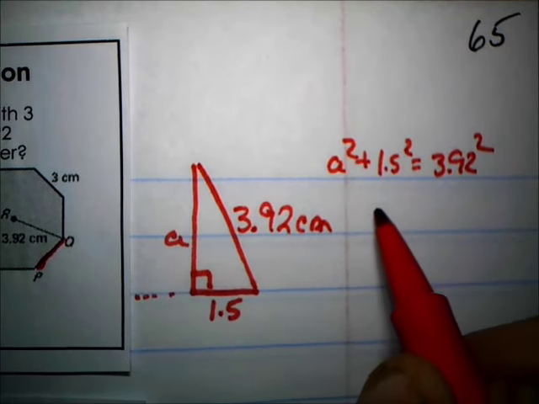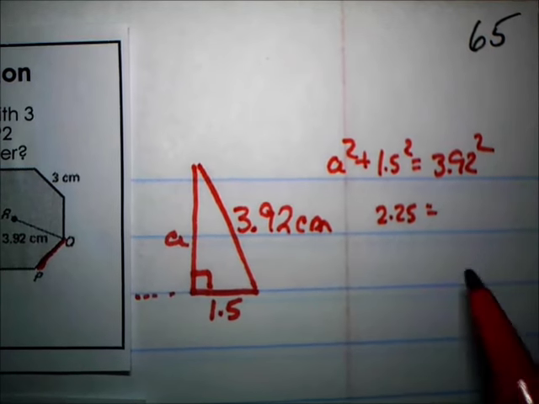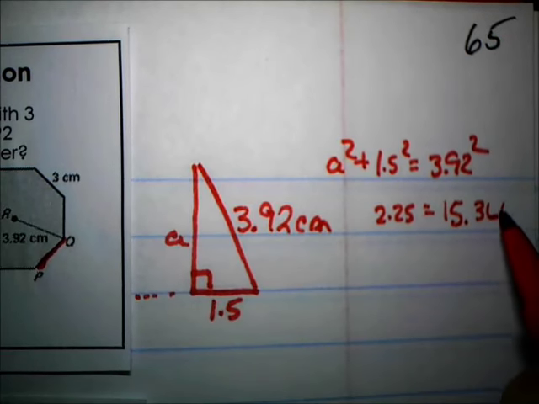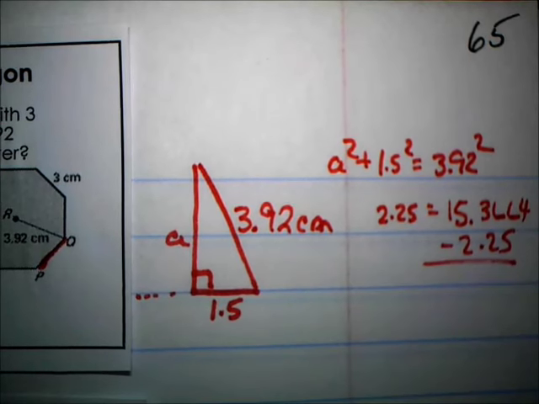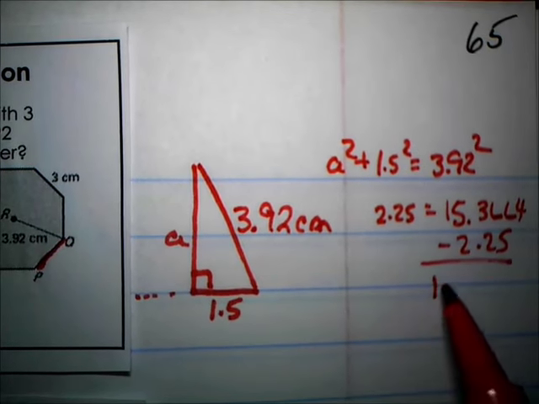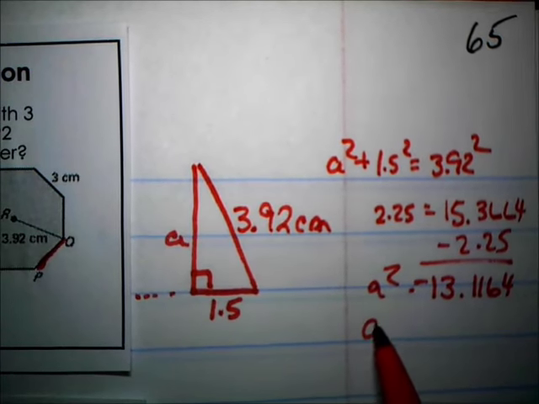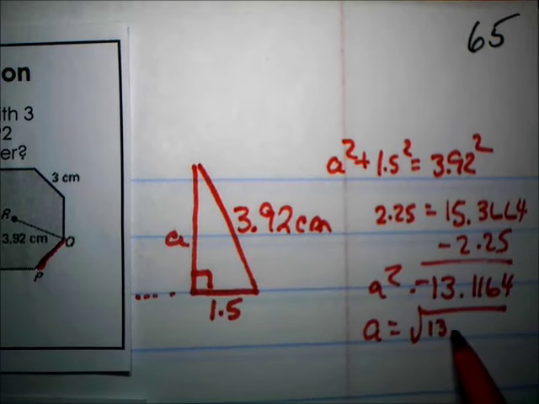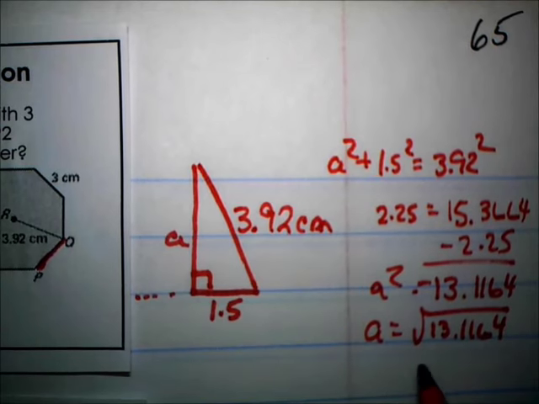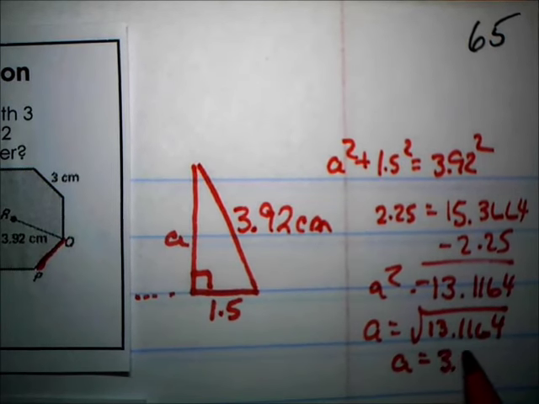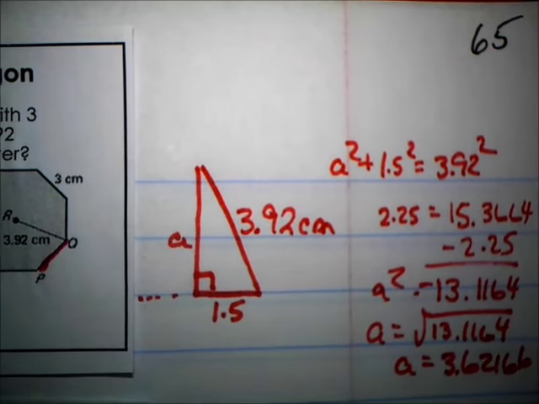1.5 squared is 2.25, and 3.92 squared is 15.3664, and I want to subtract those values and end up with 13.1164 is equal to my a squared. And to get rid of that squared, I'm going to take the square root of that number now. That means that the apothem is 3.62166 if I round way out there on the end.